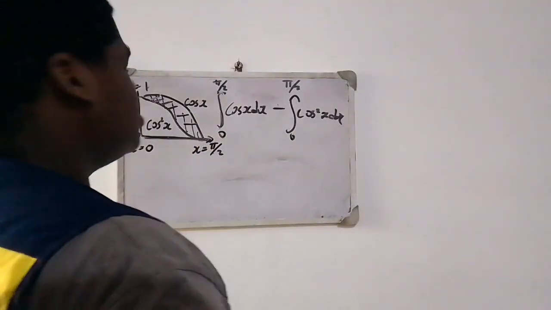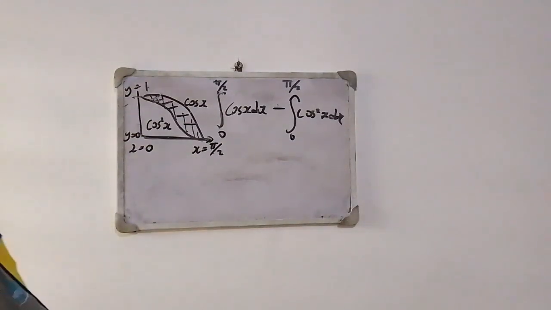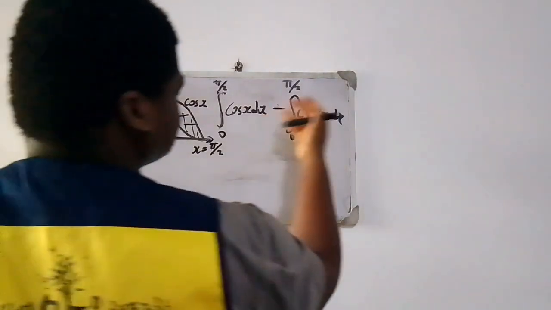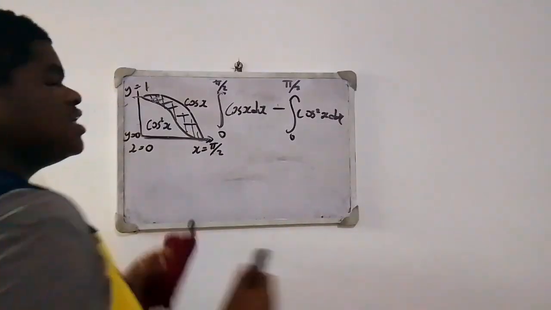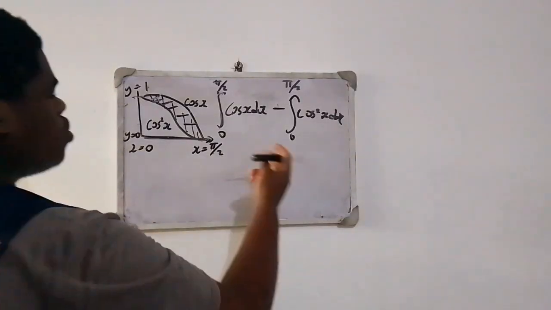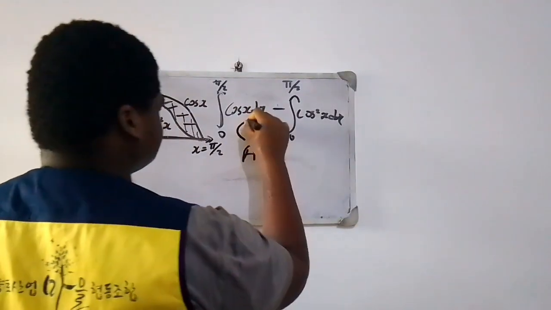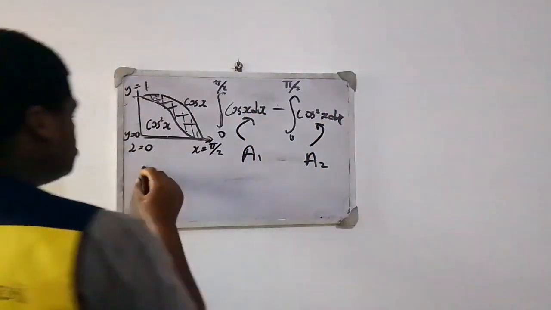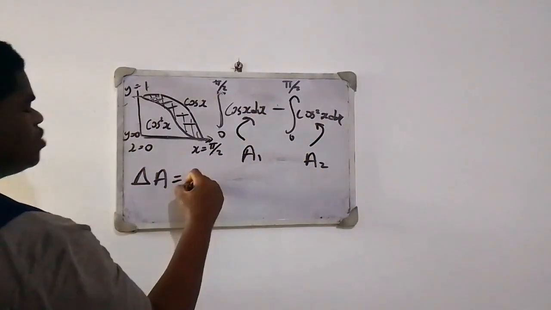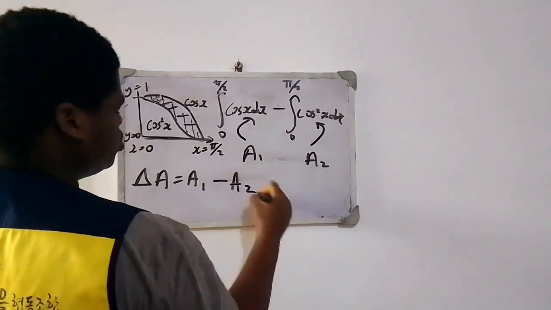Okay, since we have given the basics of the definite integral, and we have already determined the integral that we're going to use to find the area between these two functions, let's basically solve. Let's call this area A1, and let's call this area A2. Then what we're looking for is the difference of those areas, which is A1 minus A2.